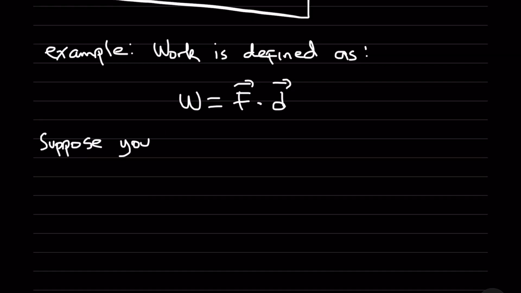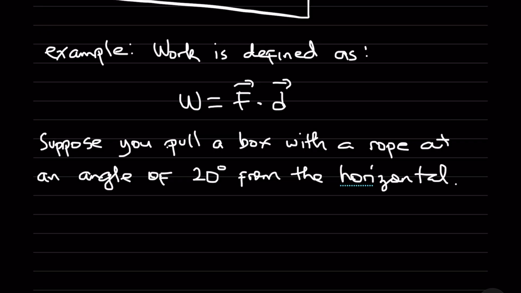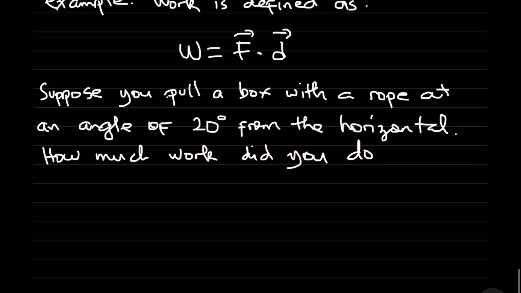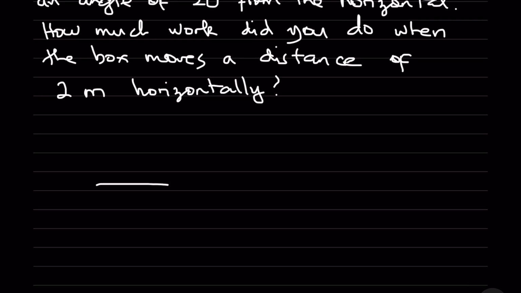Let us consider the following example. Work is defined as the dot product of force vector and displacement. Suppose you pull a box with a rope at an angle of 20 degrees from the horizontal. So this is 20 degrees with respect to the horizontal. How much work did you do when the box moves a certain distance, say 2 meters according to this problem, and the direction of motion is horizontal?